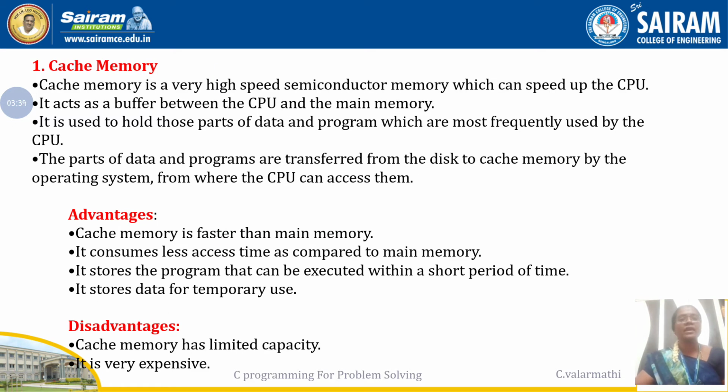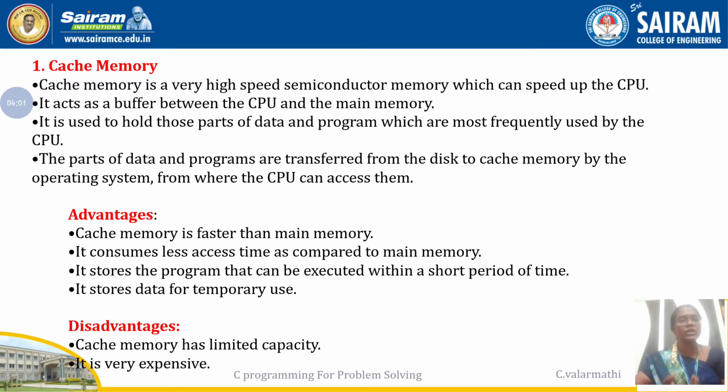Cache memory is a very high speed semiconductor memory which can speed up the CPU. In simple words, cache memory is the smallest and the fastest memory. What is meant by cache memory? It is the fastest and smallest memory. What is it made of? It is made up of high speed semiconductors.